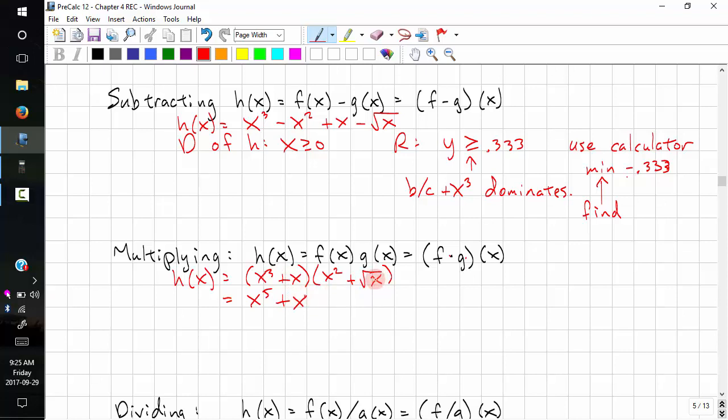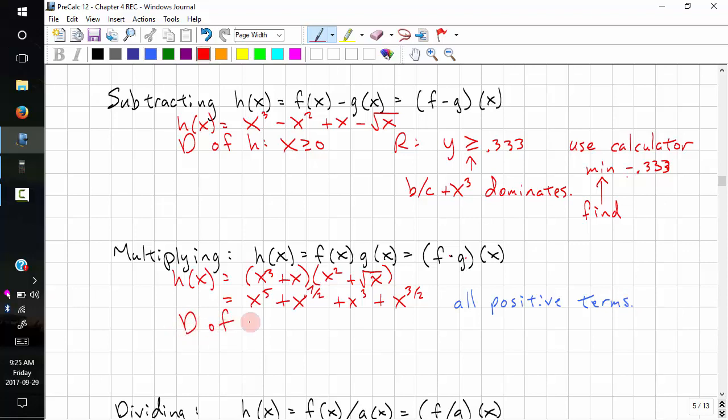The power of square root x is a half, so this is actually x to the 7 over 2. And then this is x cubed, and we have plus x to the 1/2 plus 1, which is 3 over 2. Okay, again, all positive terms, so we can calculate the range precisely.